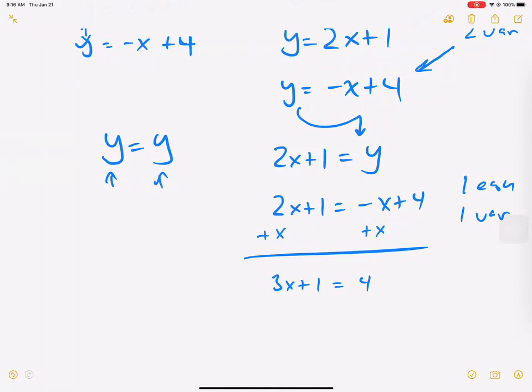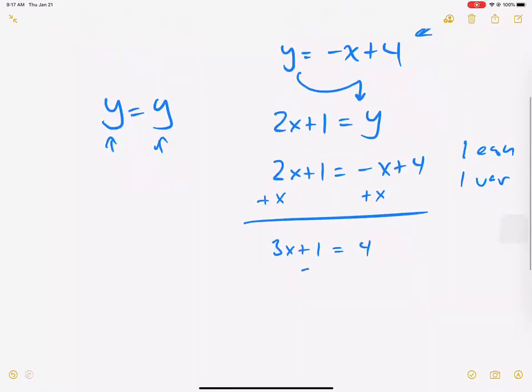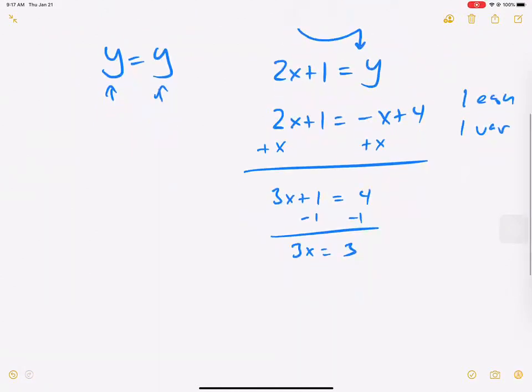What variable am I solving for? I've been solving for x. Let's go ahead and get rid of the 1. What's farthest away? 3x is equal to 3. How do I get rid of a times 3? We're going to divide by 3 on both sides. x equals 1. Great. Now we kind of solved it. We said x is equal to 1.